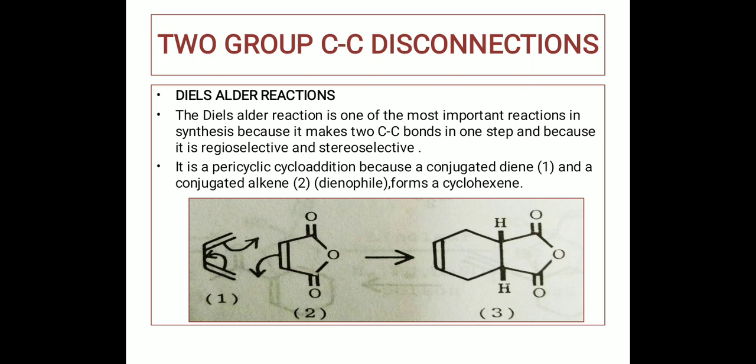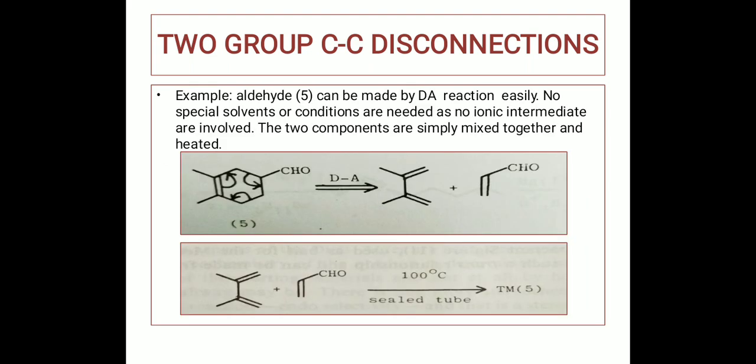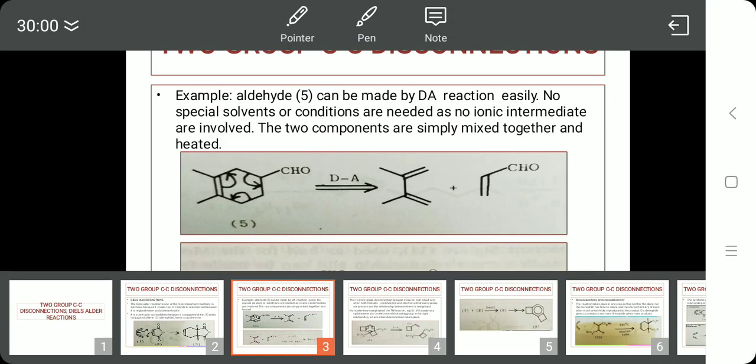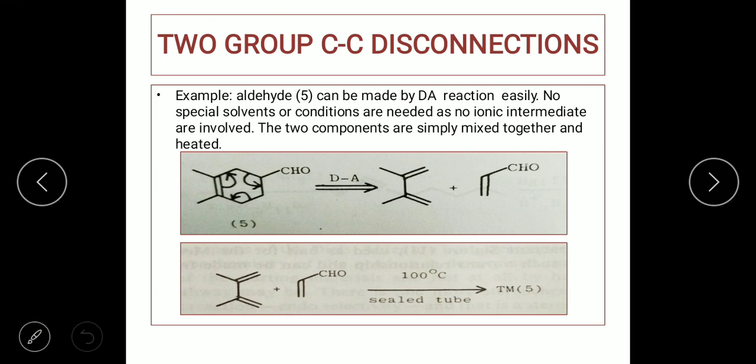And usually the Diels-Alder reaction takes place much faster if there are electron withdrawing groups attached to the dienophile. Example: aldehyde 5 can be made by Diels-Alder reaction easily. No special solvents or conditions are needed as no ionic intermediates are involved. The two components are simply mixed together.